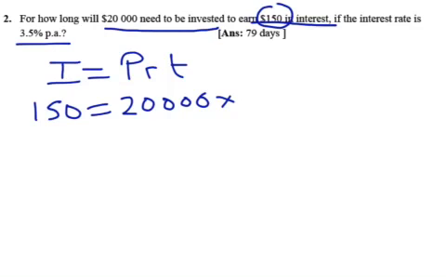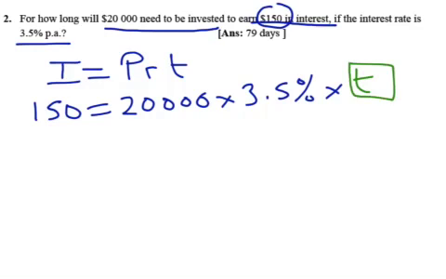The interest rate is 3.5%. And the time we don't know. The time is what you've got to find out. So T we don't know. That's what we're going to find out. Okay, so let's work this out.